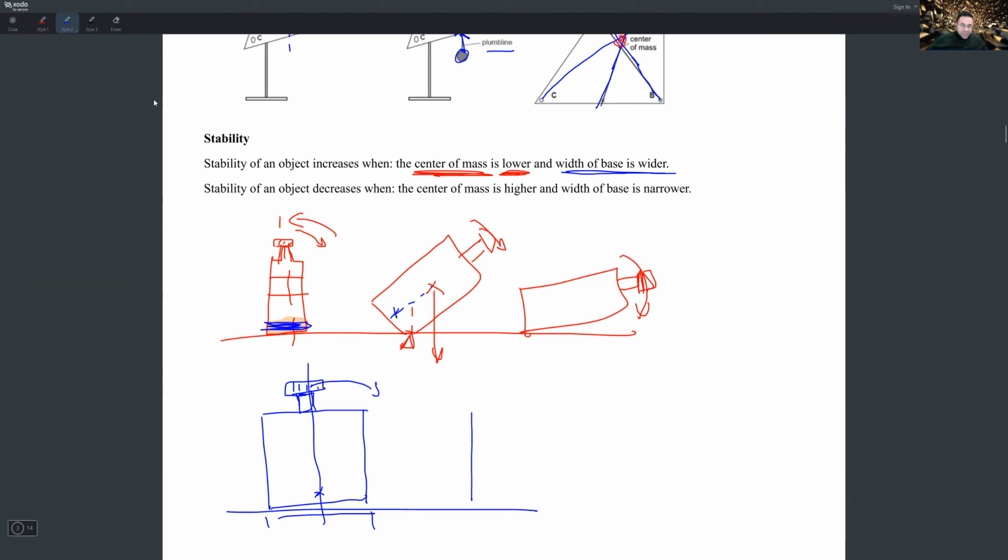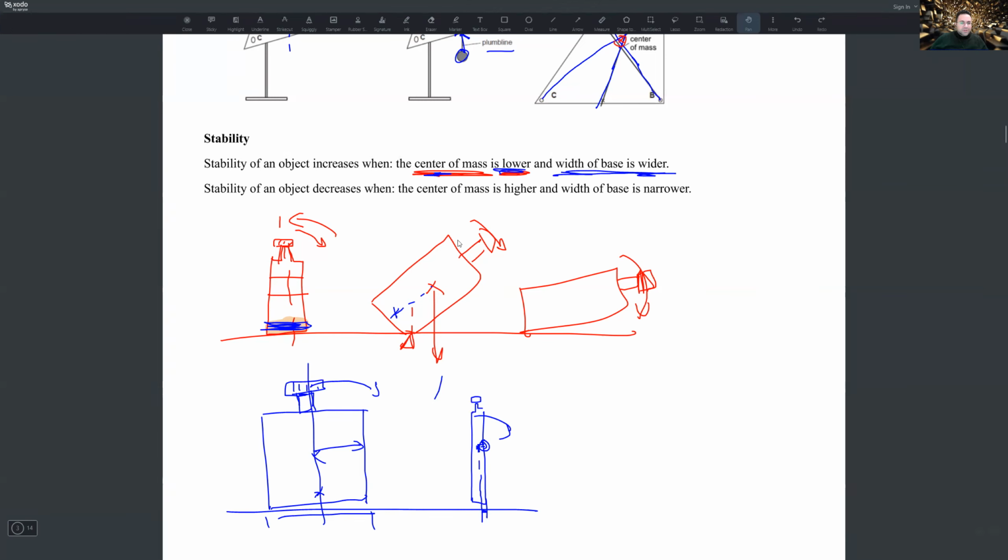Whereas when a bottle is very narrow, لما اجيب حاجة رفيعة كده. Why does this fall over very easily? علشان الديستنس من السنتر اوف ماس للإدج بتاع البطل صغير قوي. It's very easy to push it just شوية الديستنس دول and it falls over. هنا you have to push it all this way for it to fall over. So an object is more stable when it has a lower center of mass and a wider base.